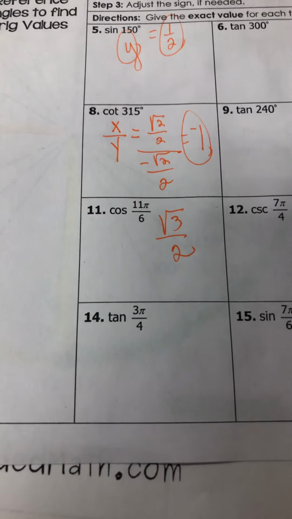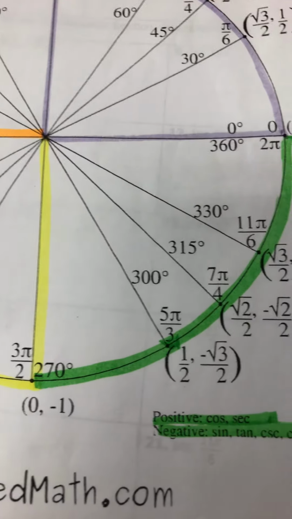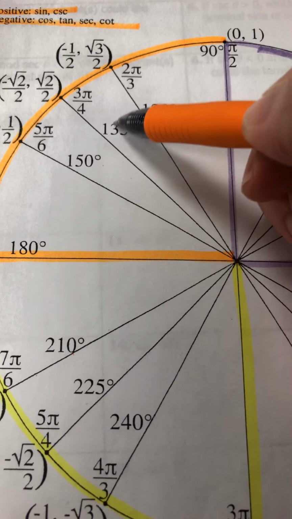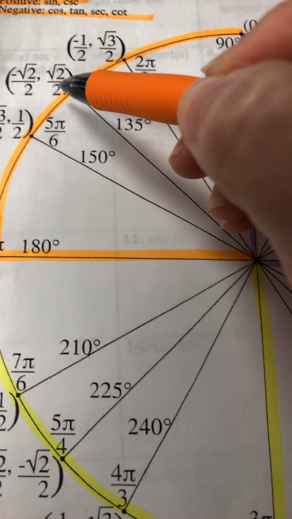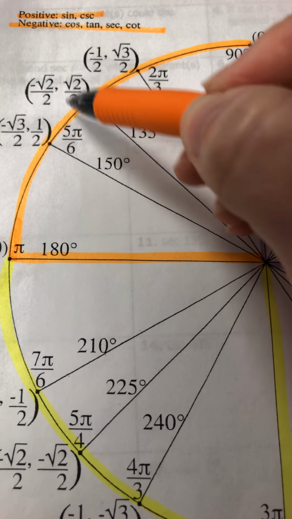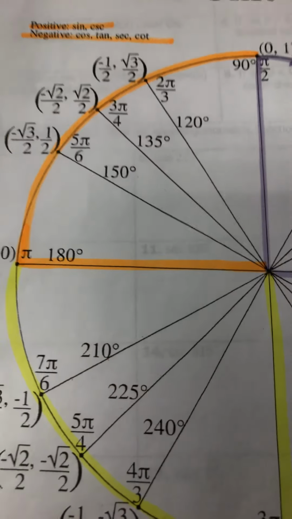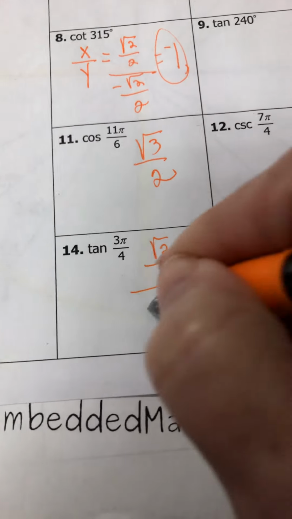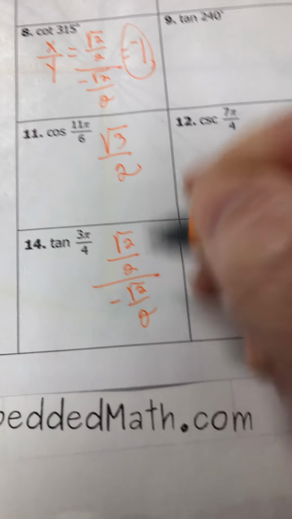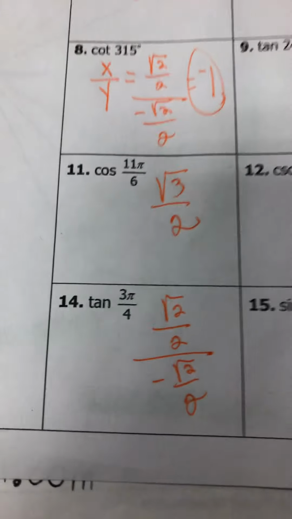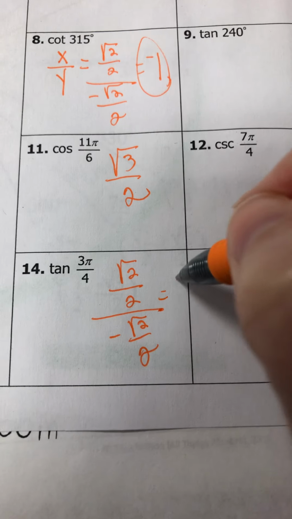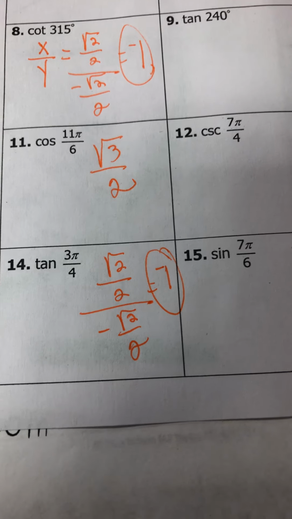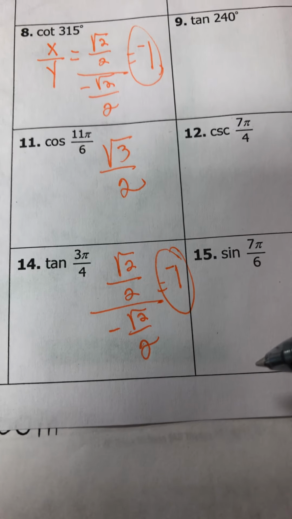And then the tangent of 3 pi over 4. All right, 3 pi over 4 is at 135 degrees. Now we're finding the tangent. Remember, tangent is y over x. So that's going to be the square root of 2 over 2 and the negative square root of 2 over 2. Okay, a number divided by itself is equal to 1. Opposite signs make it a negative 1. Okay, and that is going to be your tangent.